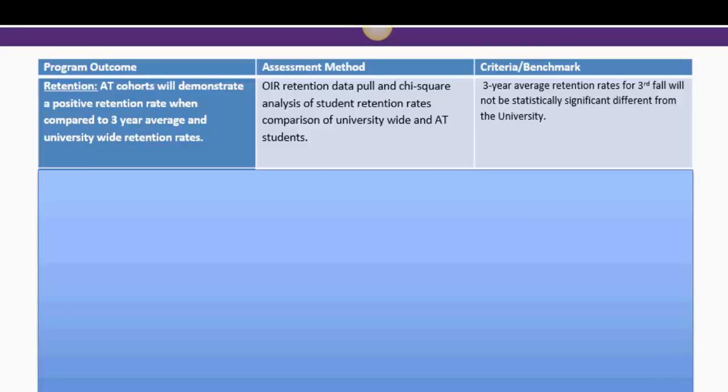The assessment method or measure would be an Office of Institutional Research data pull and chi-square analysis, which will look at the differences between the two groups of student retention rates, comparing university-wide and the cohort of students. And then the benchmark or the criterion for success that you set would be that the 3-year average retention rates for third fall will not be statistically significantly different from the university. We use third fall here because we see a retention decrease not from first to second year, but more between that second and third year.